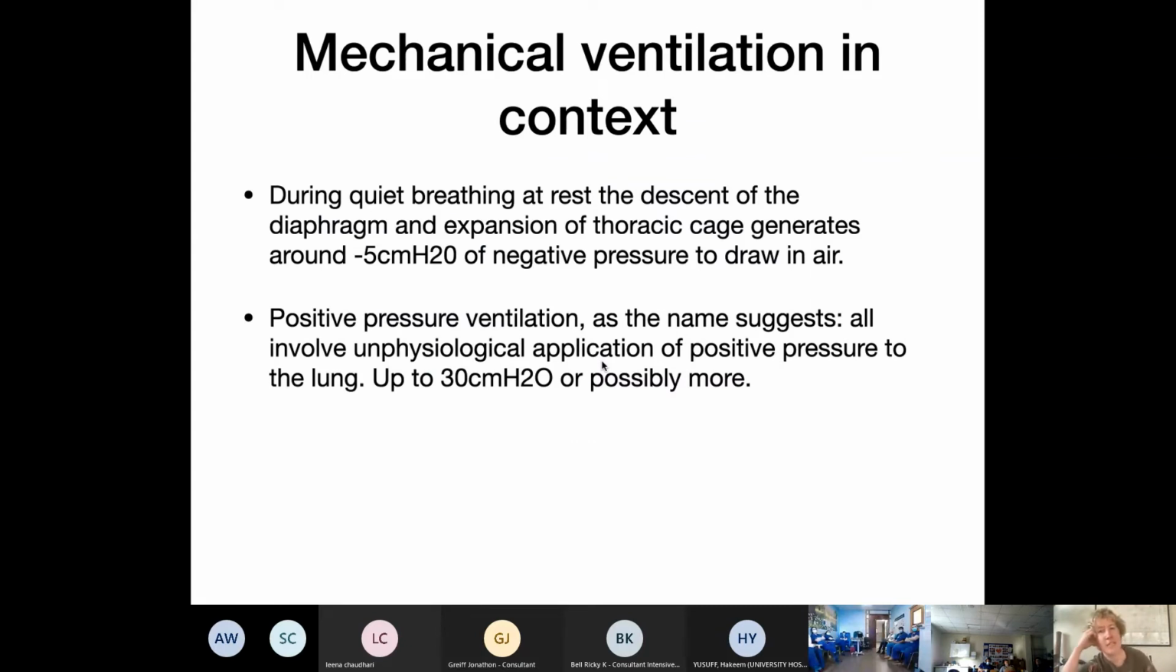So to put mechanical ventilation into context, during quiet breathing at rest, descent of the diaphragm and expansion of the thoracic cage generates around -5 centimeters of water of negative pressure to draw in air. Positive pressure ventilation, as the name suggests, whatever mechanism you're going to use, involves unphysiological application of positive pressure to the lung. And up to about 30 centimeters of water is our inspiratory pressure, or possibly more, and historically more.